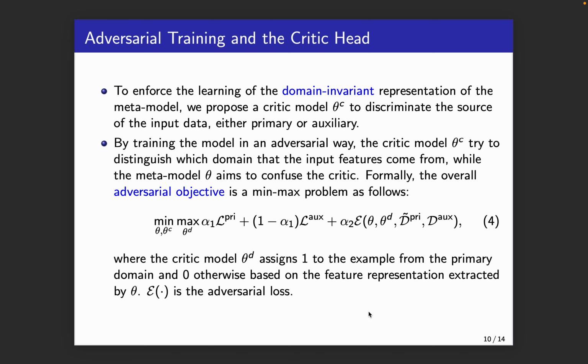To enforce the learning of the domain invariant representation, we propose a critic model to discriminate the source of the input data, either primary or auxiliary. The learning of the critic is formulated as a min-max problem.